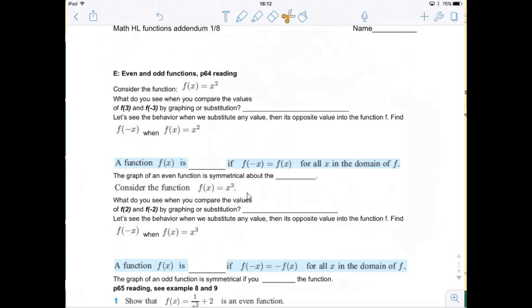Here we are on page 1 of the functions addendum. First we're going to talk about even and odd functions, which talks about the symmetry of functions. First we're going to start with our old friend, the quadratic or the parabola.